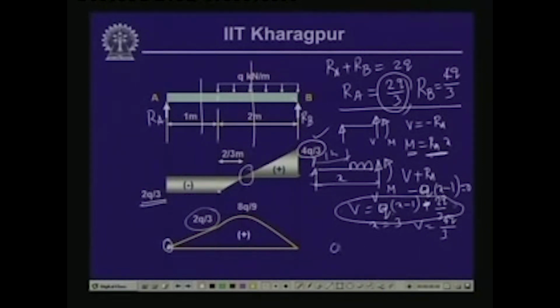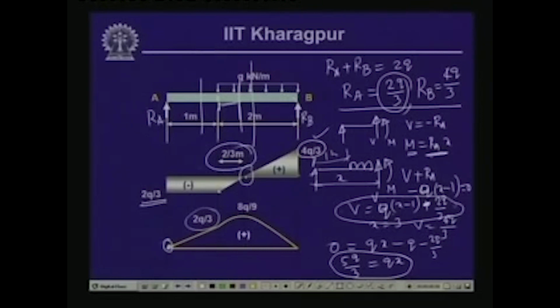So, setting V equal to 0, we get QX minus Q minus 2Q by 3. So, we get that 5Q by 3 is equal to QX. So, this gives us that X is equal to 5 by 3, which is from the left end. So, at this distance from here, we get the 0 shear force, and this is what is indicated over here. It is expected that the bending moment at that particular point will be the maximum.